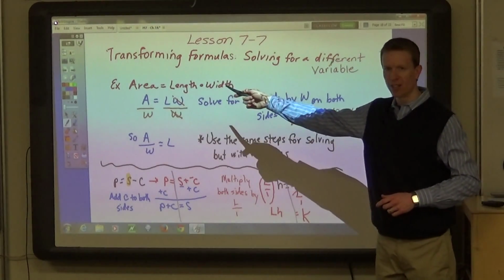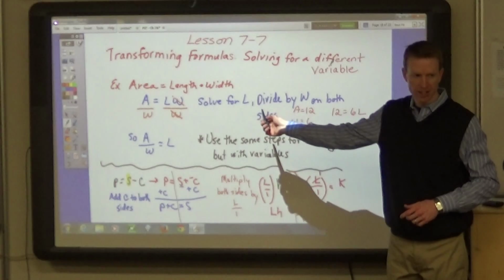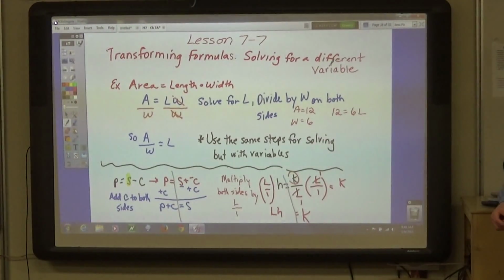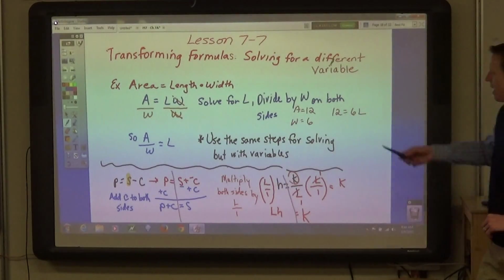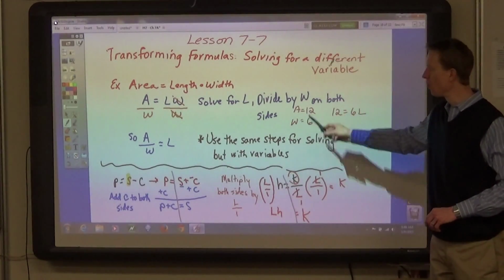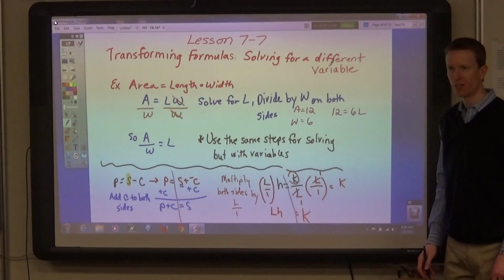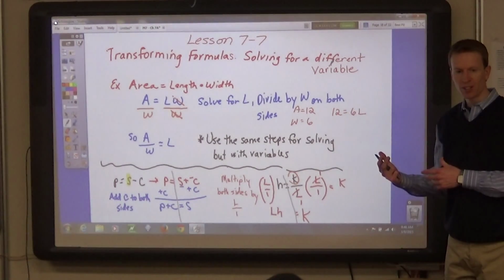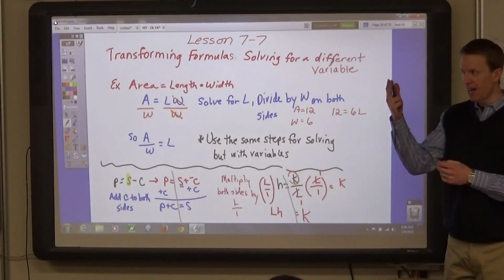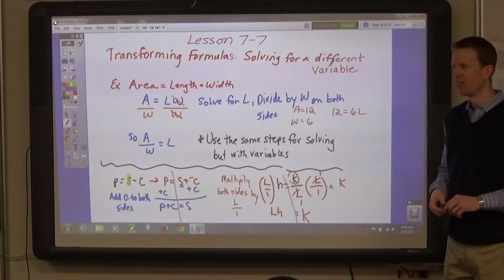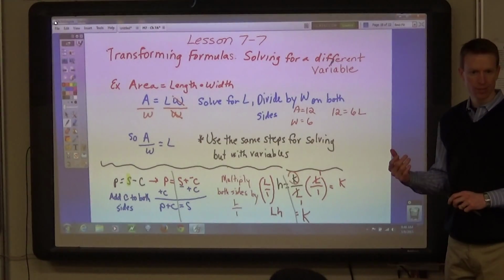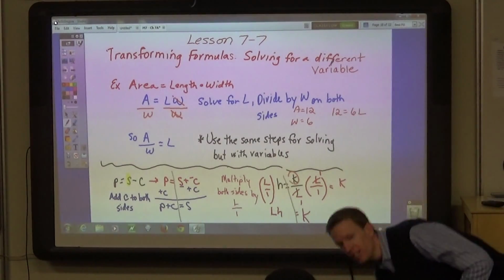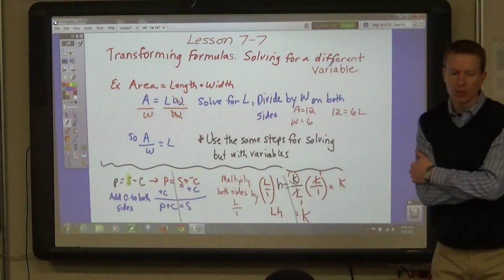The area of a rectangle is equal to the length times the width, right? We know that that's true for finding area. But what if we're given the area and we had to solve for the length? We can transform that formula so that it says L equals instead of A equals. Okay? And we're using the same steps that we used before.